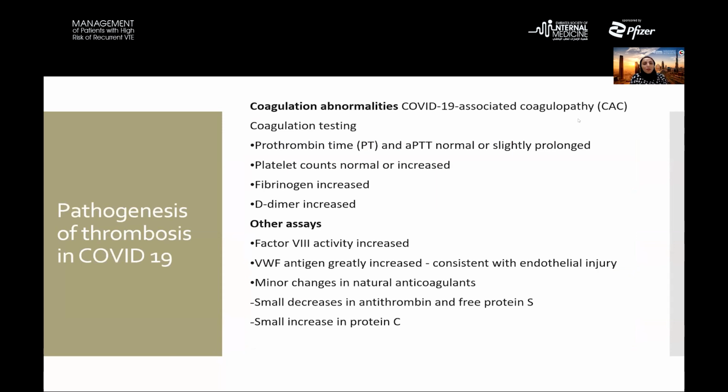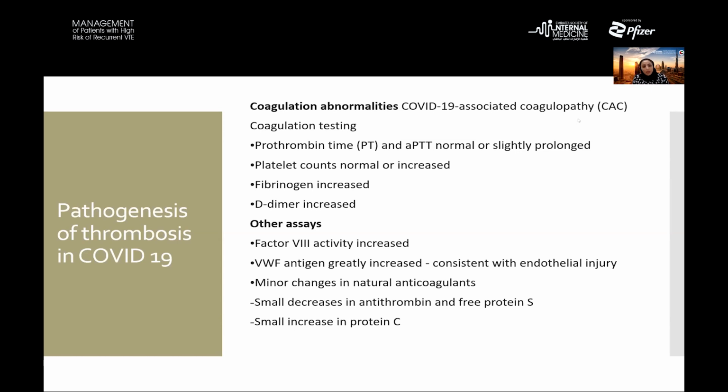Why is it different? Because you will see prolonged PT and PTT. The platelet count is usually normal, or sometimes increased in certain patients. Fibrinogen is increased and the D-dimer is increased. What's common between them is the prolonged PT and PTT and the high D-dimer, but they're not similar to DIC, where the fibrinogen and the platelet count are low. And the difference is that in COVID-19 associated coagulopathy, you will get more thrombosis than bleeding, but in DIC you'll have more bleeding than thrombosis.